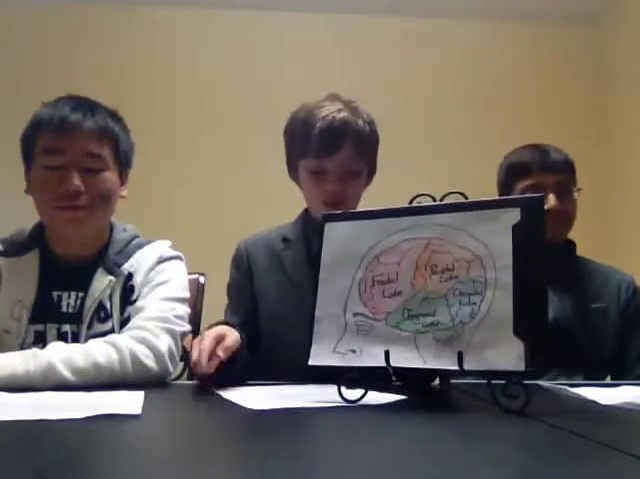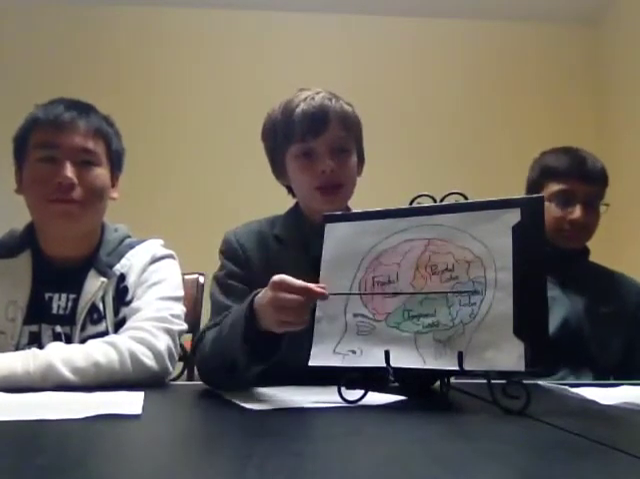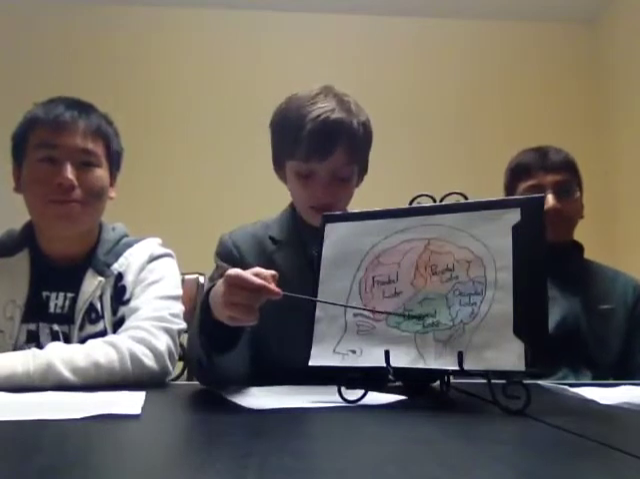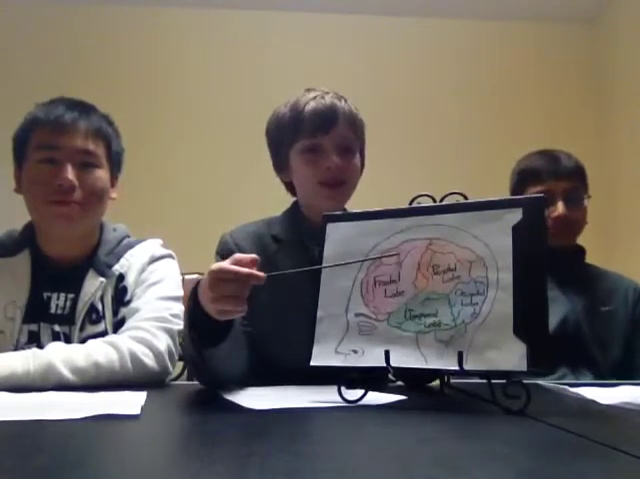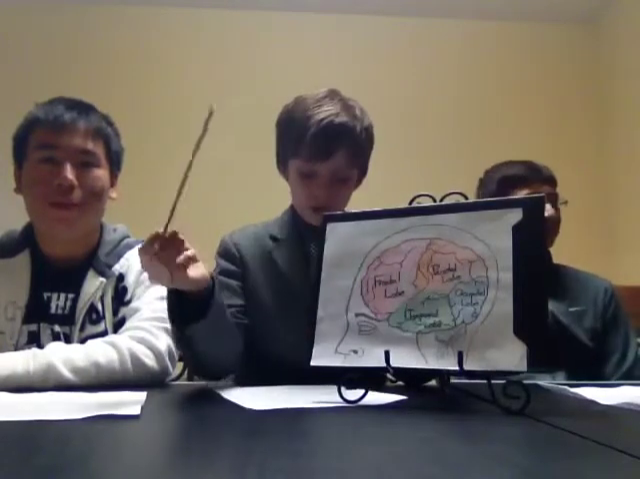Specifically, 4 lobes. These 4 lobes are the frontal lobe, the parietal lobe, the occipital lobe, and the temporal lobe. Repeat it with me. The frontal lobe, the parietal lobe, the occipital lobe, and the temporal lobe.